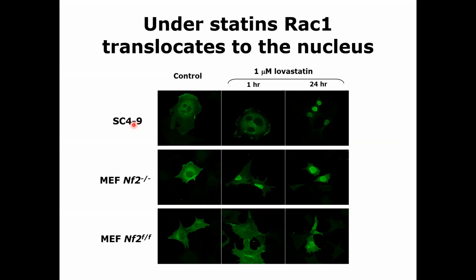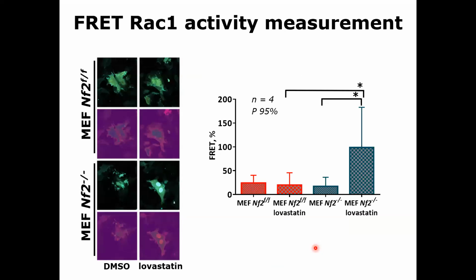In the NF2 deficient cells, in mouse schwannoma, and in the module fibroblasts, but there was no such effect in control cells. But nonetheless, in 24 hours, all the cell types had their RACs localized in the nuclei. So obviously, the difference between NF2 deficient and control cells was in the activity.